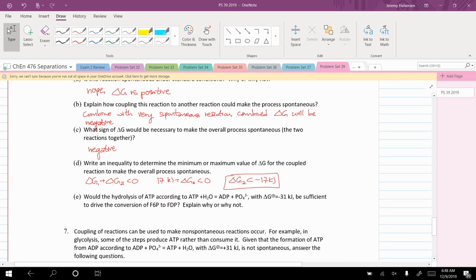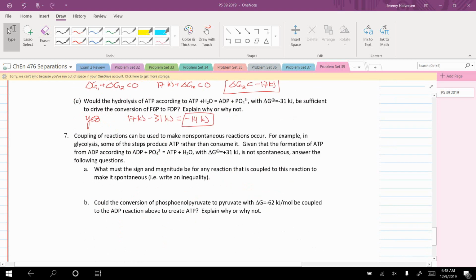Would the hydrolysis of ATP, according to this reaction with delta G of negative 31 kilojoules, be sufficient to drive the conversion? Explain why. Yes, because 17 kilojoules minus 31 kilojoules, if we couple those together, is going to give me negative 14 kilojoules, which is negative. Coupling of reactions can be used to make non-spontaneous reactions occur.